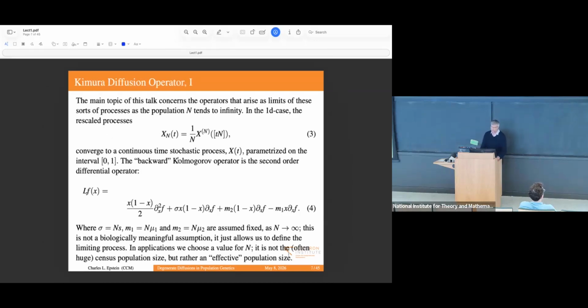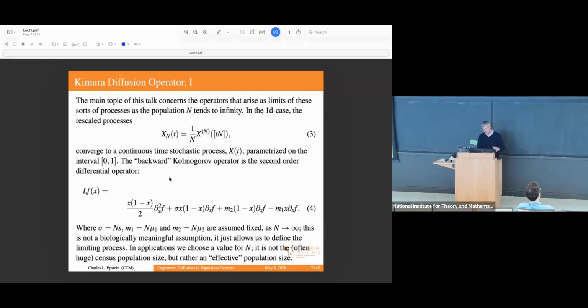Okay, so now the main topic of the talk concerns the operators, the differential operators that arise as limits of these sorts of processes as the population tends to infinity. So what you do is you rescale the population, so you just get frequencies instead of population numbers. So you divide by the number of individuals. And then you have to rescale the time. So you use as your time t times n. Now t is a real number, at least in the limit as n goes to infinity. And you get a continuous time stochastic process, which is parameterized by an interval 0, 1.